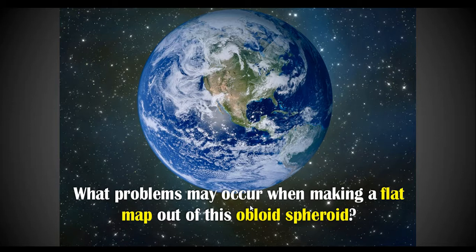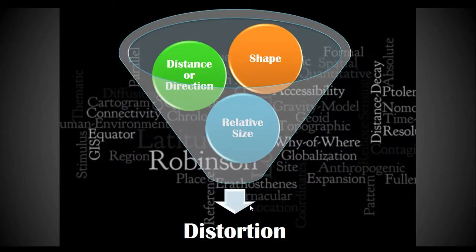So what problem are you going to run into when you have to make a flat map out of this oblate spheroid? We're talking about the sphere of the Earth. What problem do we run into? Well, the problem you're going to run into is distortion. There's going to be some type of distortion that is going to be problematic.